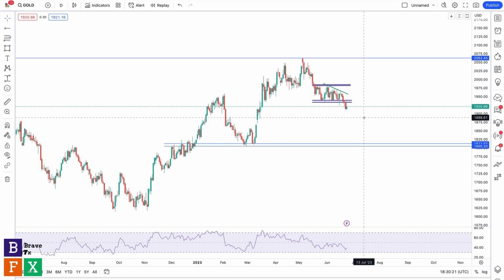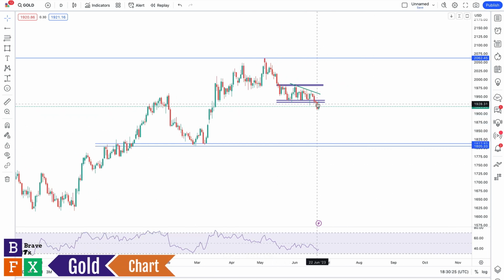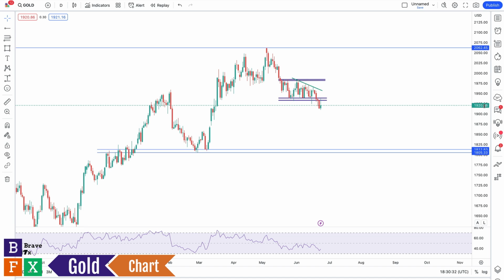So this is a gold chart on the daily time frame. As we discussed last week, we're waiting for a bearish candle close below this area of value, and obviously we had that last week. So I'm going to go down to the lower time frame to see if we can spot good trade opportunities for next week.